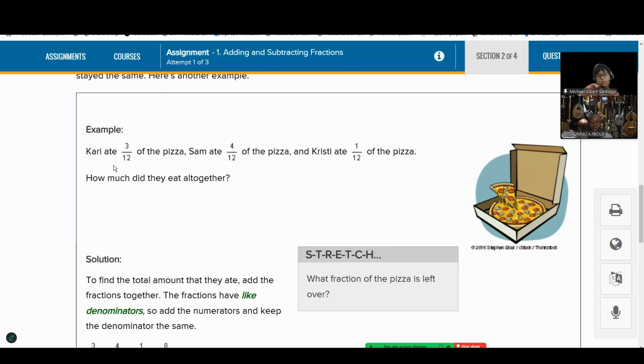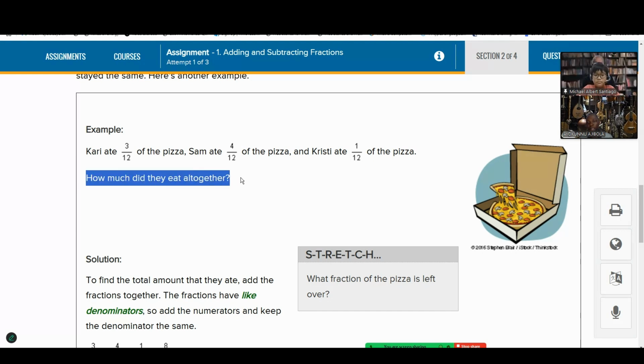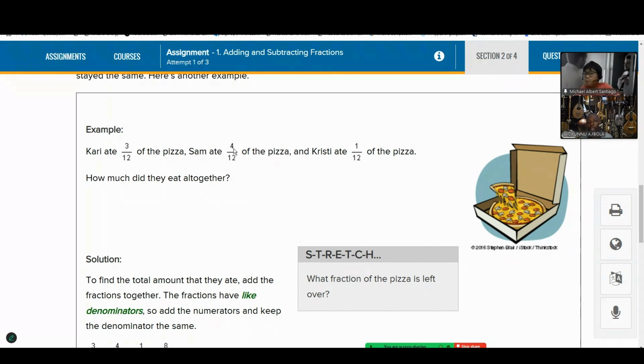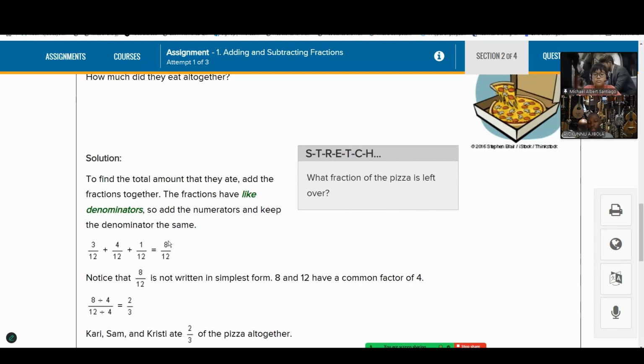Let's look at this example. Carrie ate 3 over 12 of the pizza. Sam ate 4 over 12 of the pizza. And Christy ate 1 over 12 of the pizza. How much pizza did they eat together? Now, this is just adding 3, 4, and 1 together. Is that clear? Yes. So 3 plus 4 is 7, 7 plus 1 is 8. That's going to be 8 over 12.